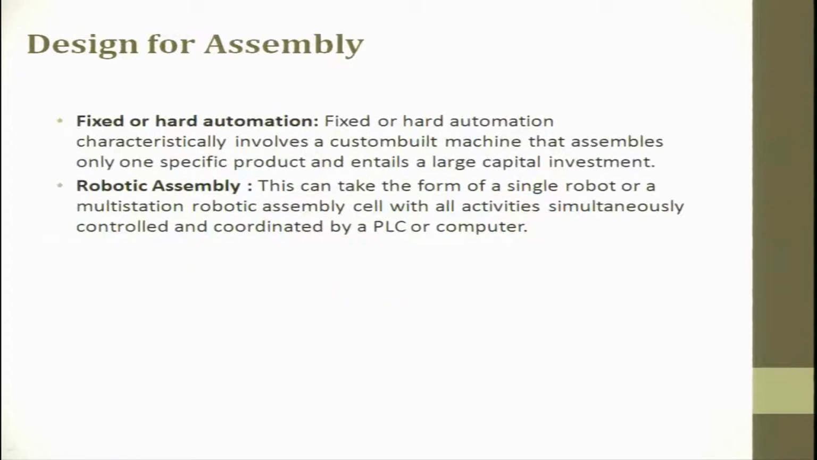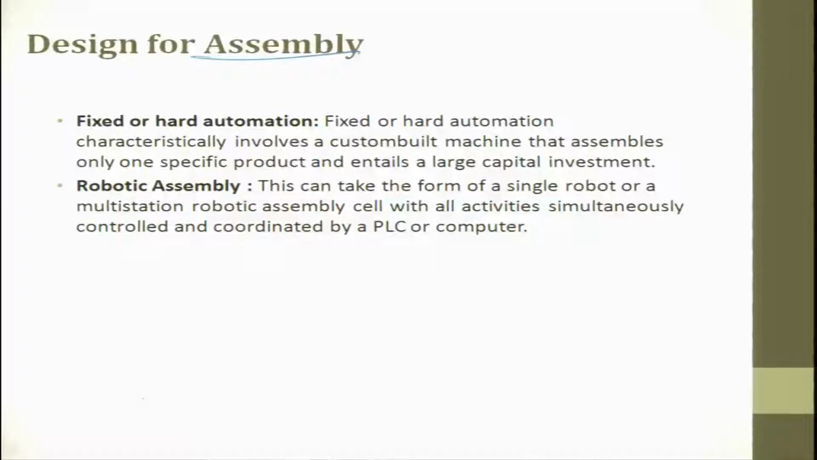When you talk about assembly, there are 2 types of assembly. One is manual, and the other is automatic assembly. Then you have fixed automation and robotic automation. See the difference between robotic and the other automation: robotic gives you the freedom of reprogrammability. So, that means to say multiple tasks can be done.